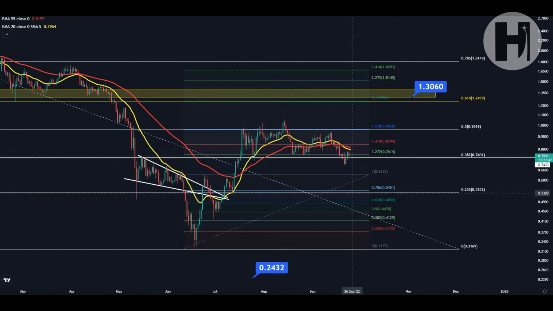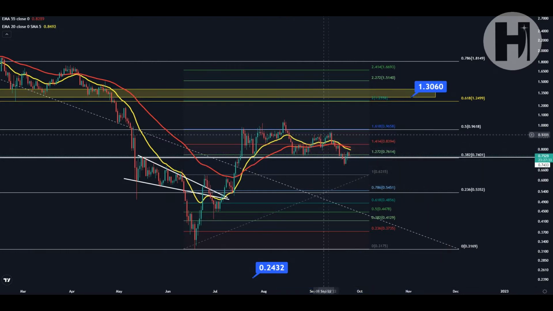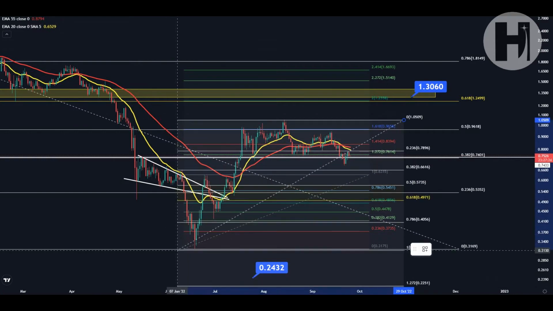Now, if we saw a full-on capitulation here and Polygon Matic was to dump, I would drop in a Fib retracement here. Actually, let's just do it a bit of a different way. Let's get a Fibonacci retracement, and let's take this low, and this low, and let's see what our targets are going to be to the downside.